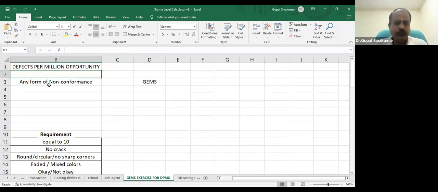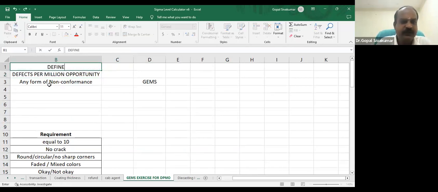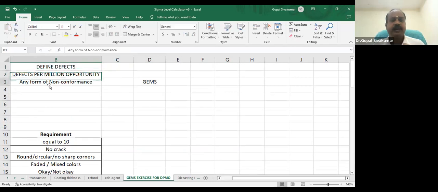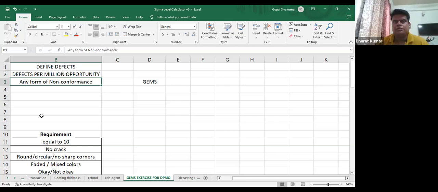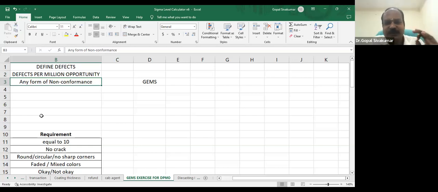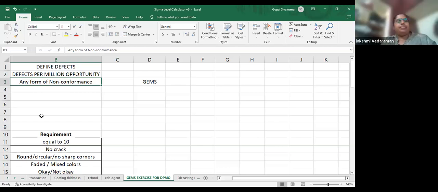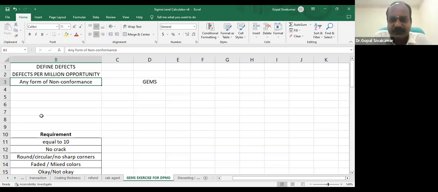The first thing we should do is define defects. Am I right? First thing is define defects. Can one of you tell me what is a defect? Is there any definition that exists for a defect? A defect is a deviation from a set quality or an agreed quality. Any deviation from the requirement. Any deviation from the requirement. You can also call it non-conformance.